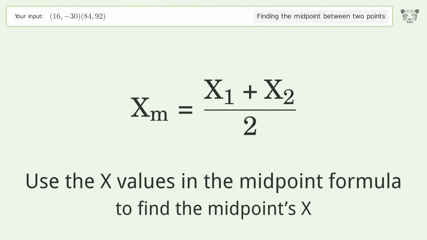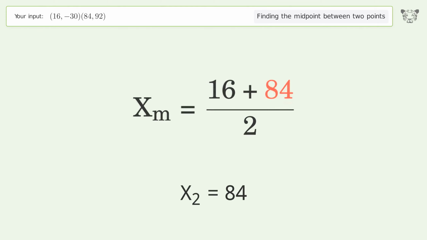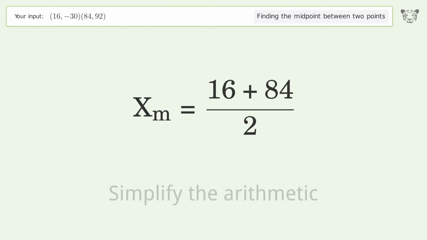Use the x values in the midpoint formula to find the midpoint's x. x1 equals 16. x2 equals 84. Simplify the arithmetic.